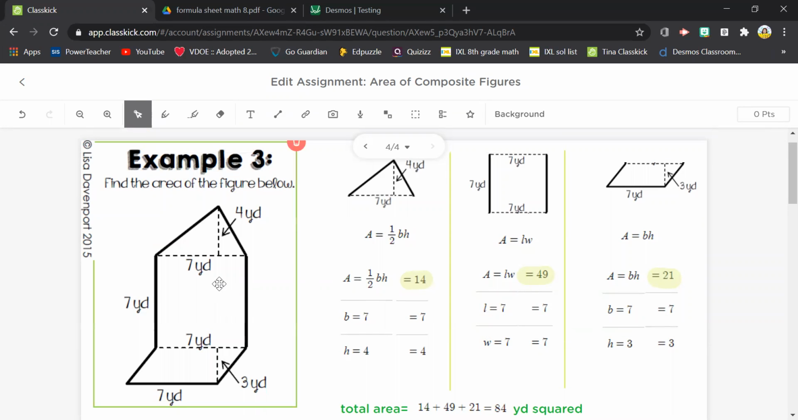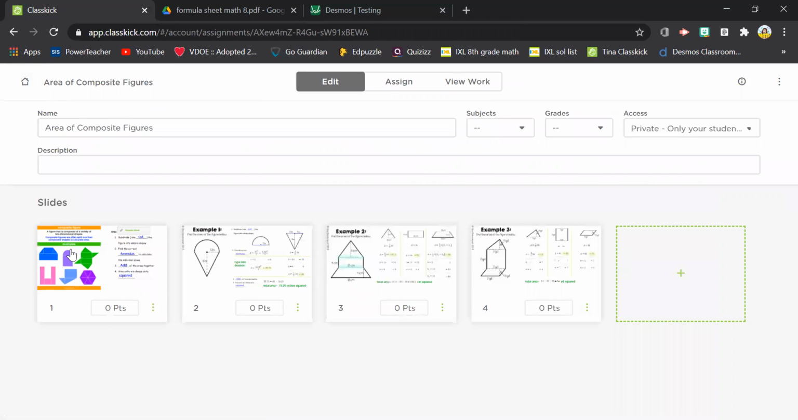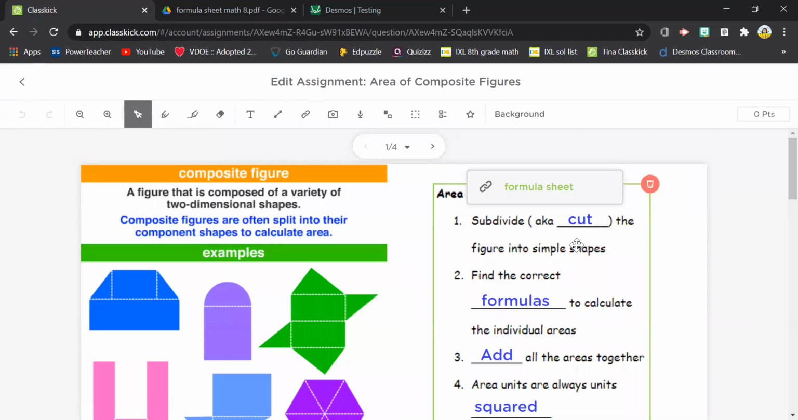Okay, well, that's it for this class kick. Make sure that you understand these steps that you're supposed to do, and make sure that you are familiar with this formula sheet.